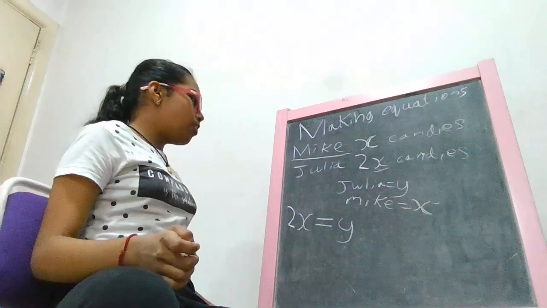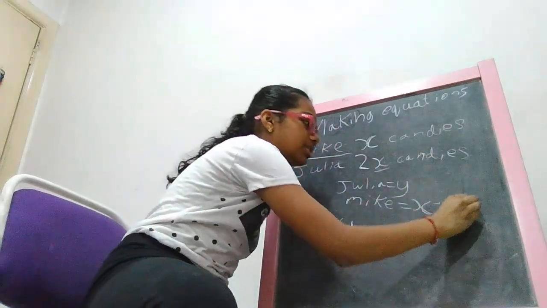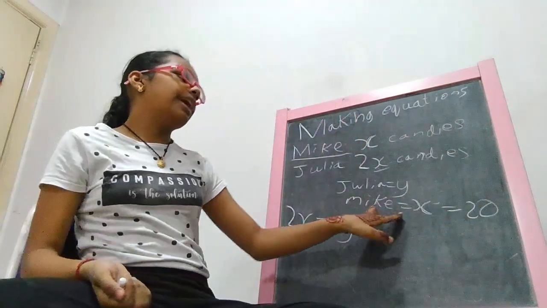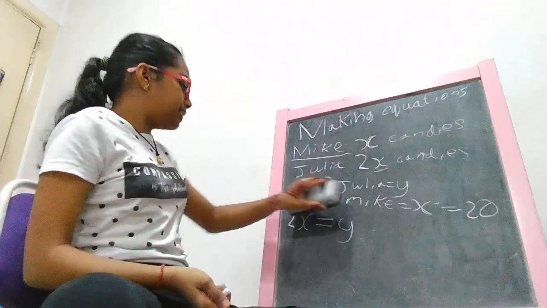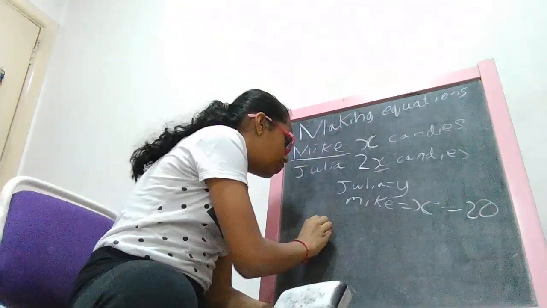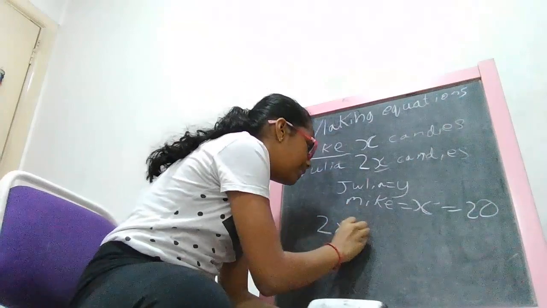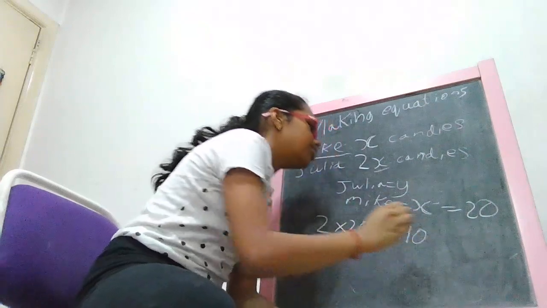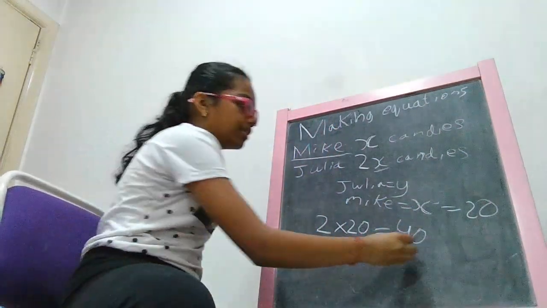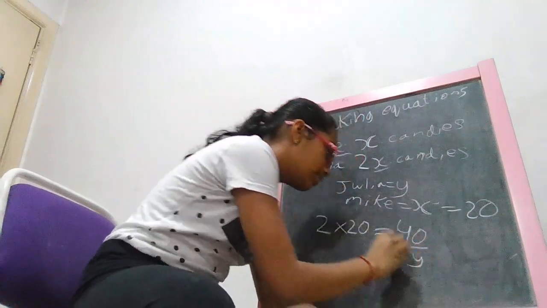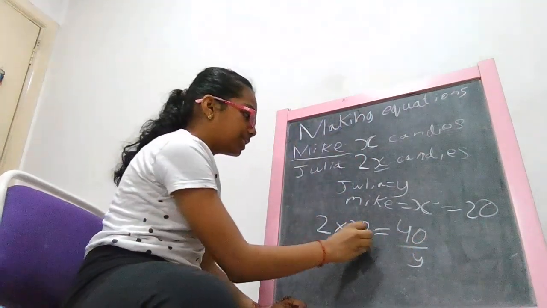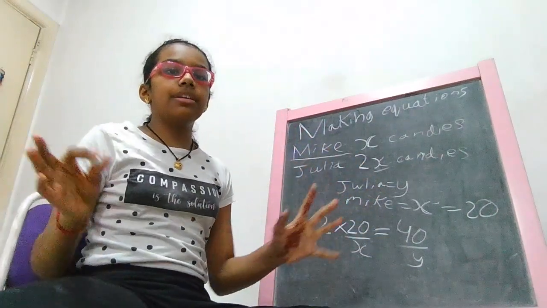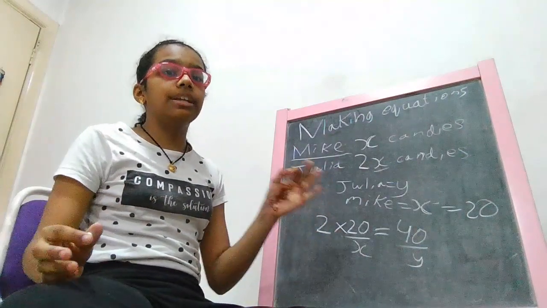That was simple. Now, what if we knew that Mike's candies is, let's say 20. If we knew that Mike's candies are 20, we could replace the x over here. 2 times 20 is equal to 40. So now we know, instead of the y, this is Julia's candies, y. Oh, and this is Mike's candies, x. So did you see? Making an equation is really important.